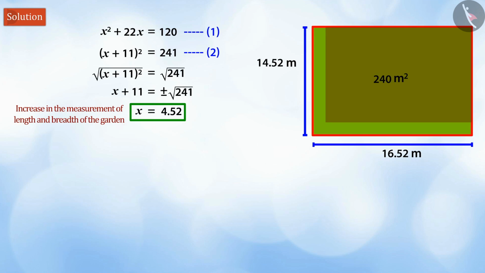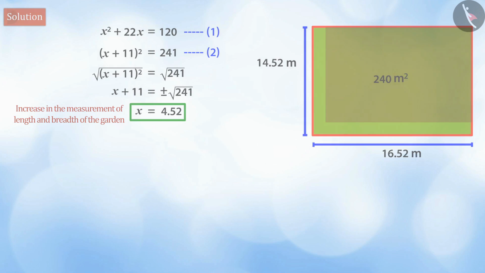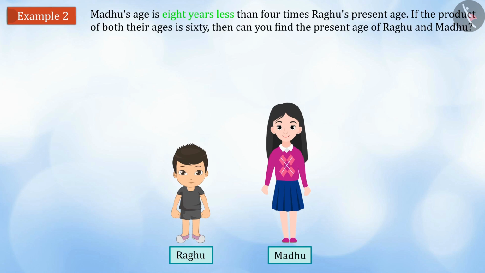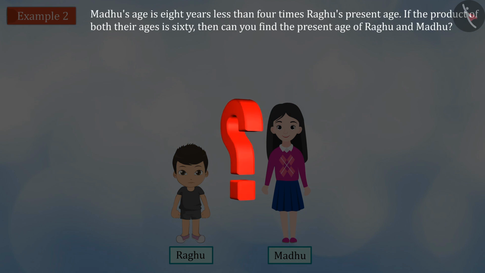Let us look at another example. Madhu's age is 8 years less than 4 times Raghu's present age. If the product of their ages is 60, then can you find the present age of Raghu and Madhu?